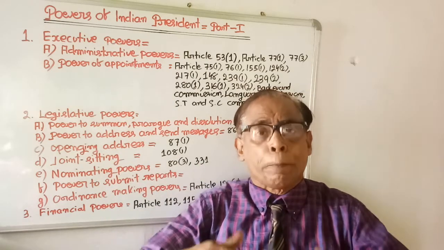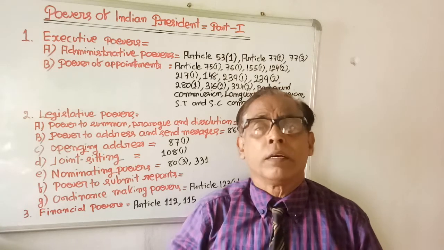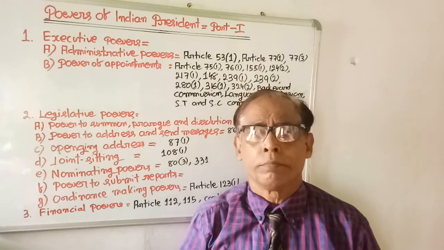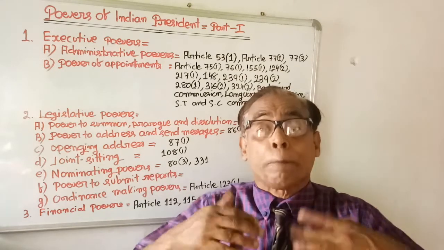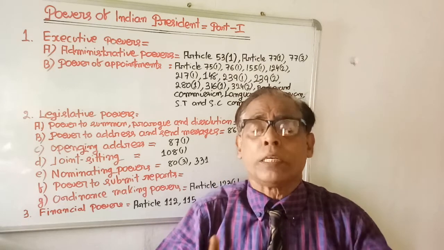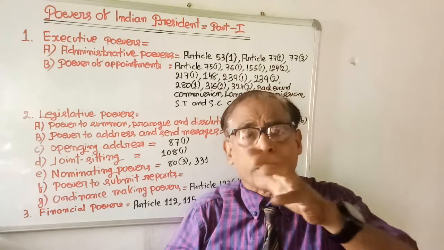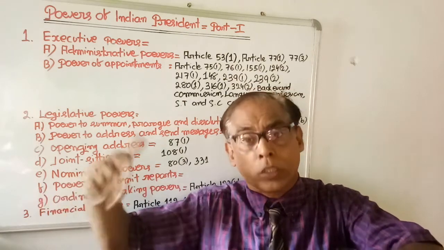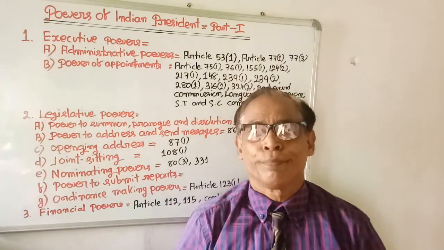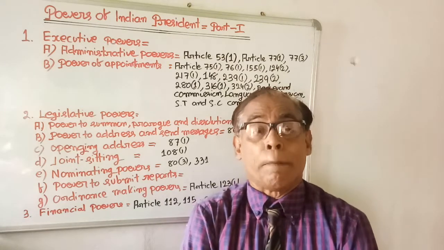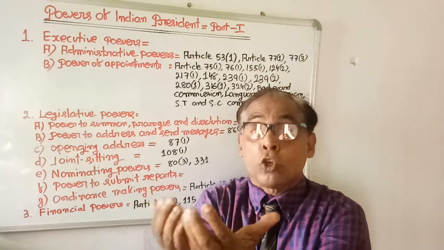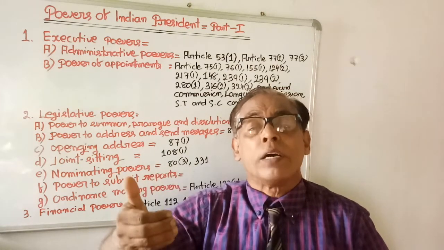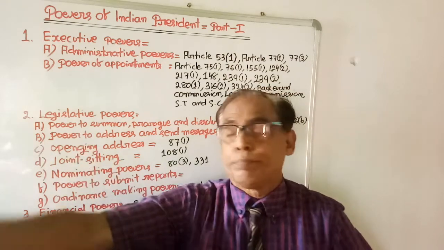Number 2, if the President feels that there is a disagreement between the two Houses on a bill. Number 3, if the President observes that a bill, after being passed by one House, is being deliberately not passed by the other House. So under Article 108, the President has the power to summon joint sittings of Parliament to solve any particular problem.